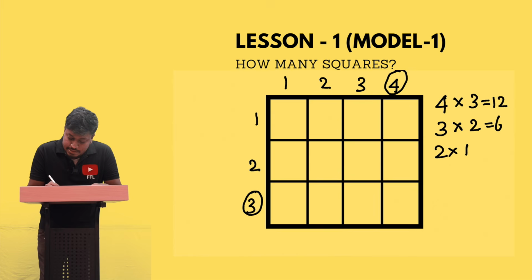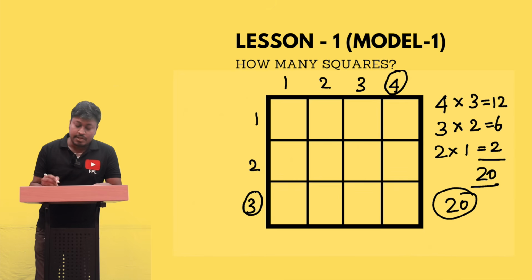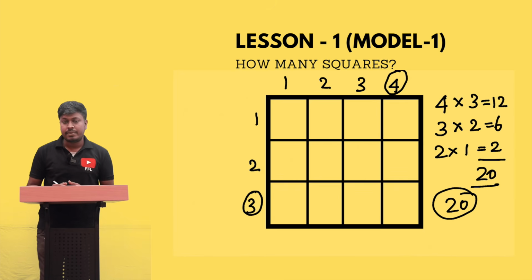So 3 into 2 is 6. 2 into 1 is 2. So now add all the numbers. So 2 plus 18 plus 20. So finally you can say that there are 20 squares in the given figure.